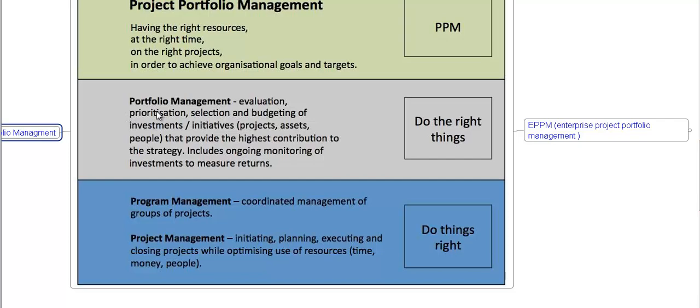Portfolio management: evaluation, prioritization, selection and budgeting of investment, initiatives, projects, assets, and people that provide the highest contribution to the strategy, including ongoing monitoring of investment to measure return. Okay, do the right things. Program management: coordinated management of groups of projects. And project management: initiating, planning, executing and closing projects while optimizing use of resources, time, money, and people.